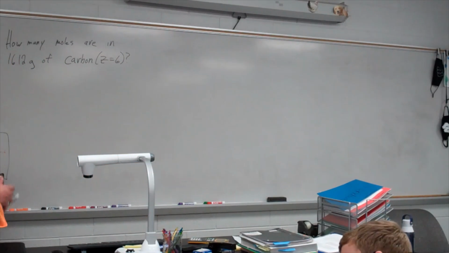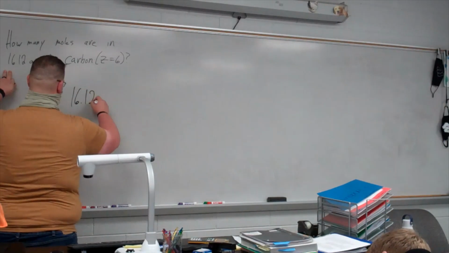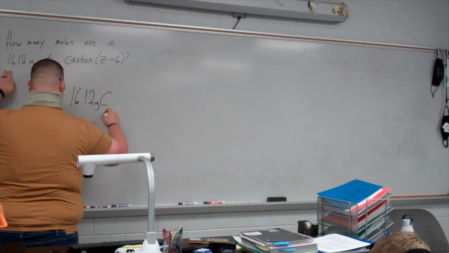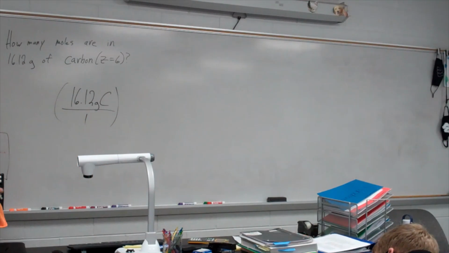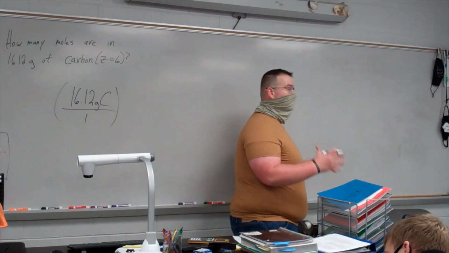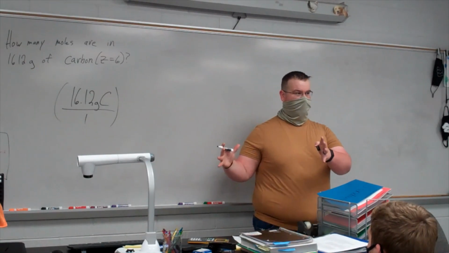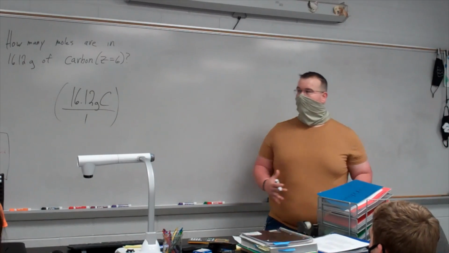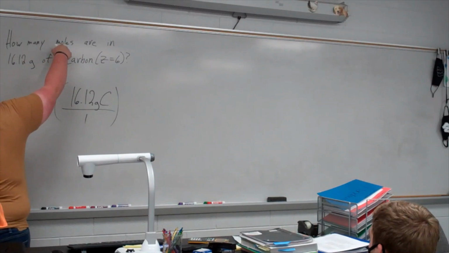Alright, so in this, you literally take what you're starting with and write it down. 16.12 grams of carbon, set over 1. You're starting with mass. Can you do a conversion the way this is right now? When I'm asking it, the thing you got to look at is that it has to be in grams. It's in grams, so can we do that conversion and just go straight through? Yes. We're good there. But where are we trying to get? We're trying to get to moles.